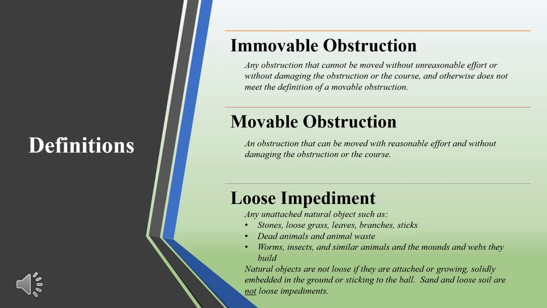A couple things to note. A player must not deliberately remove a loose impediment that, if moved when the ball was at rest, would have been likely to have caused the ball to move. So what does that mean? For example, Sarah's ball is just off the green, but it is directly in between Paula's ball and the flagstick.